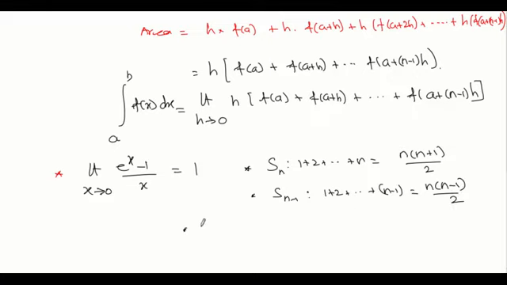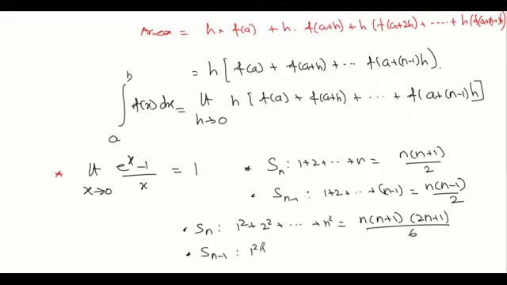Next, the sum of the squares of n natural numbers. That means 1 square plus 2 square plus 3 square etc. plus n square is nothing but n into n plus 1 into 2n plus 1 by 6. The same way for Sn minus 1, it is 1 square plus 2 square plus etc. plus n minus 1 whole square is n into n minus 1 into 2n minus 1 divided by 6.